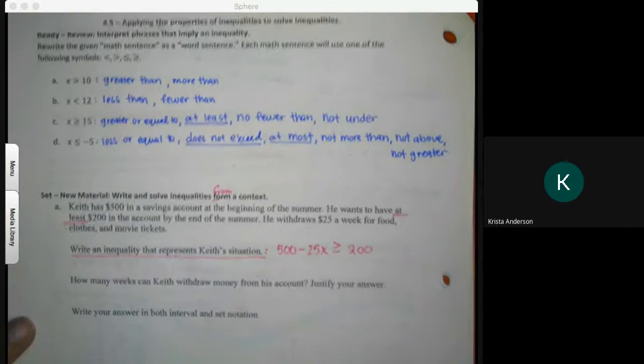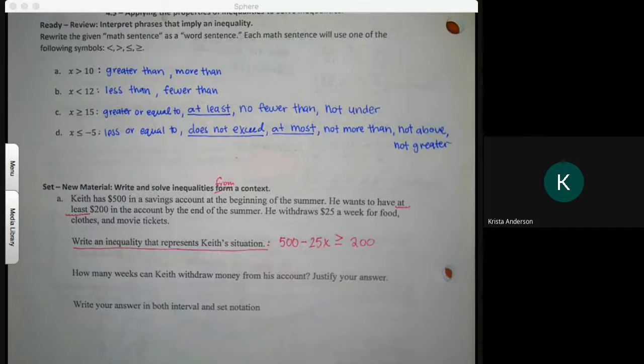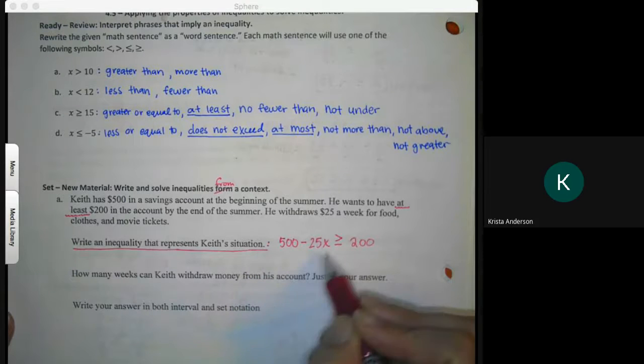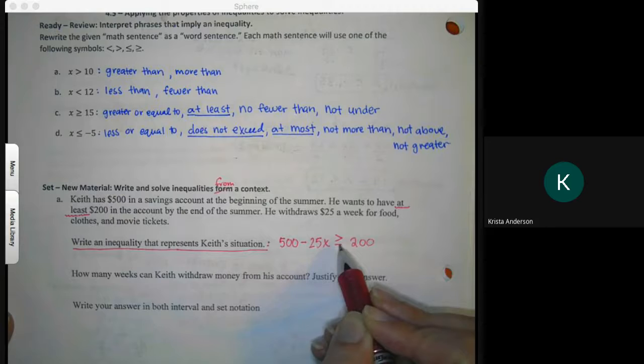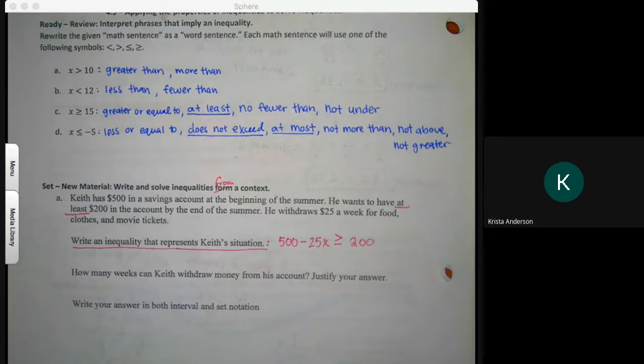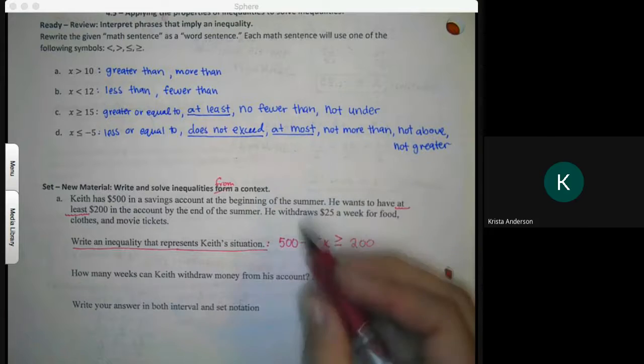The other way you can do it is, do you remember inequalities in elementary school? They said alligator eats a bigger number. By the end of summer, Keith wants this piece in his account to be greater or equal to 200. So the alligator should be eating this portion of the account that he wants to be above this value, or at least. That's why it faces this direction, like it's going to eat the bigger value.